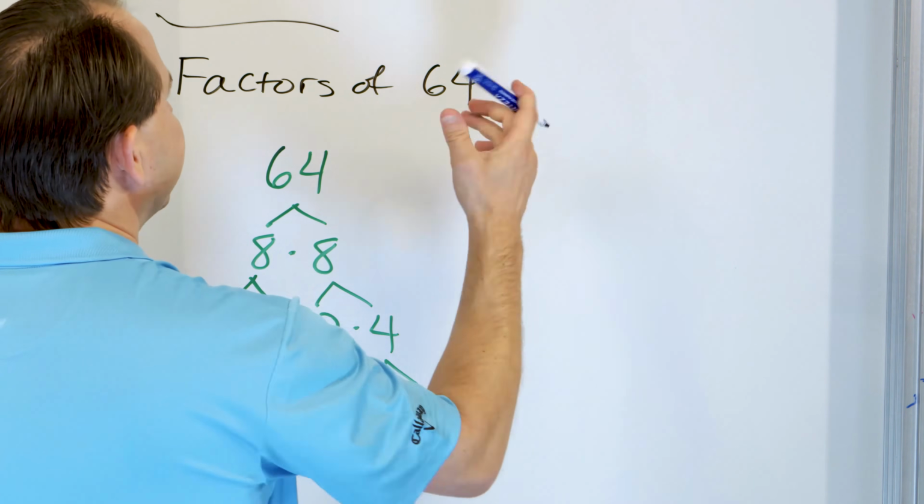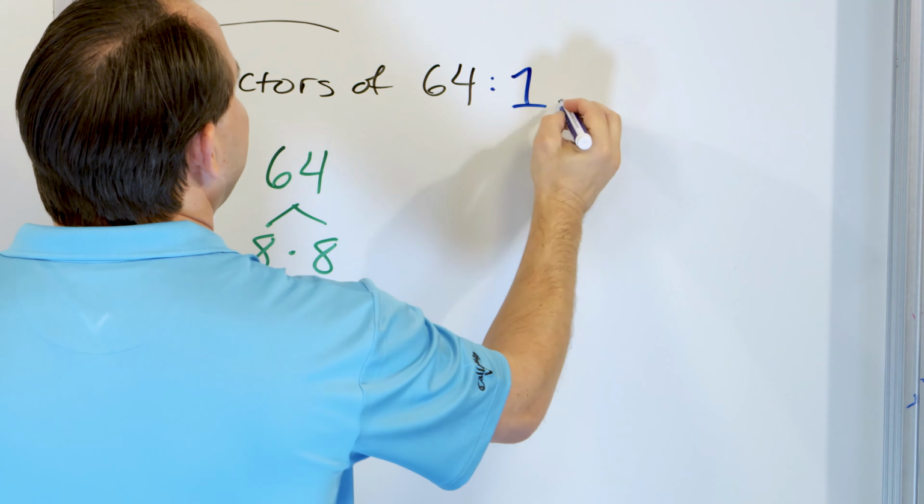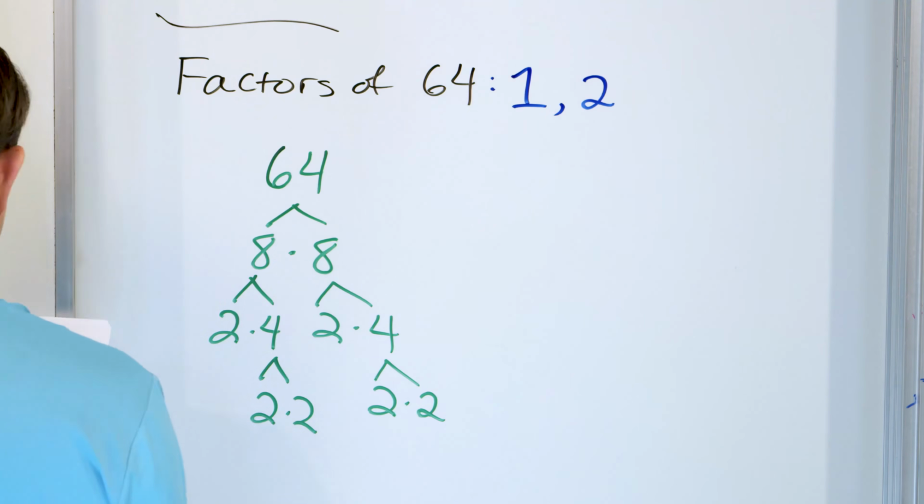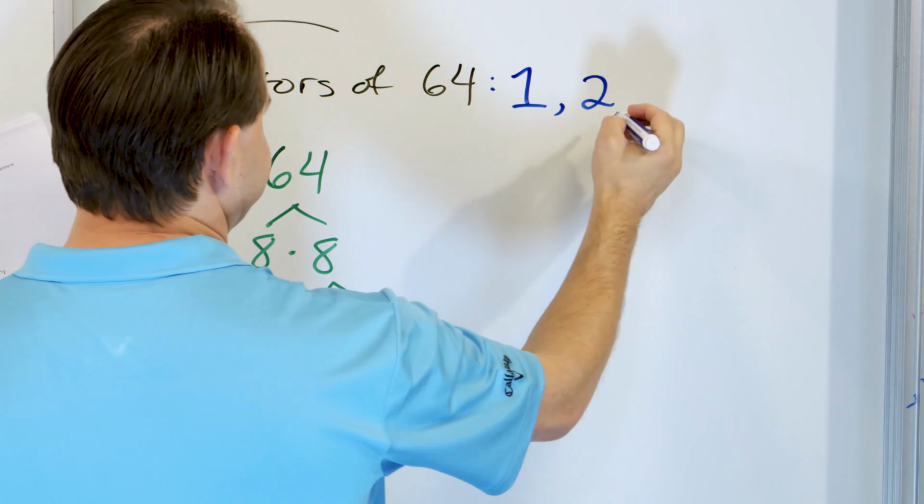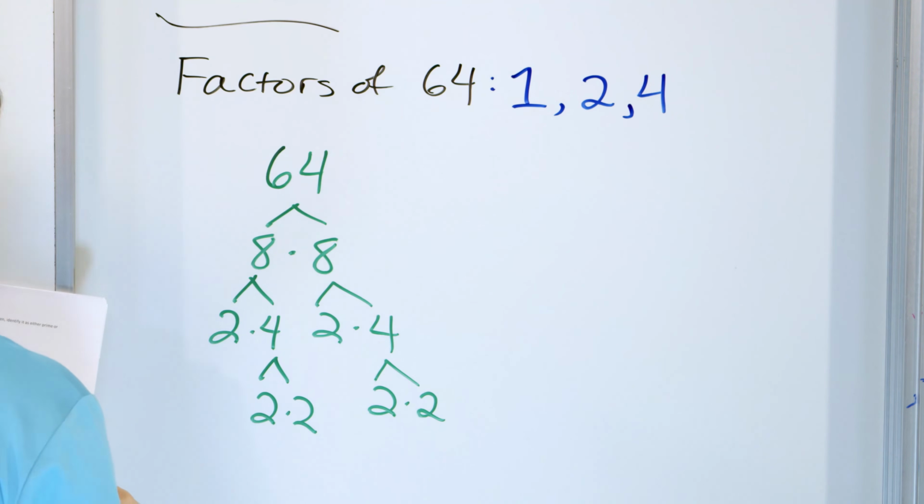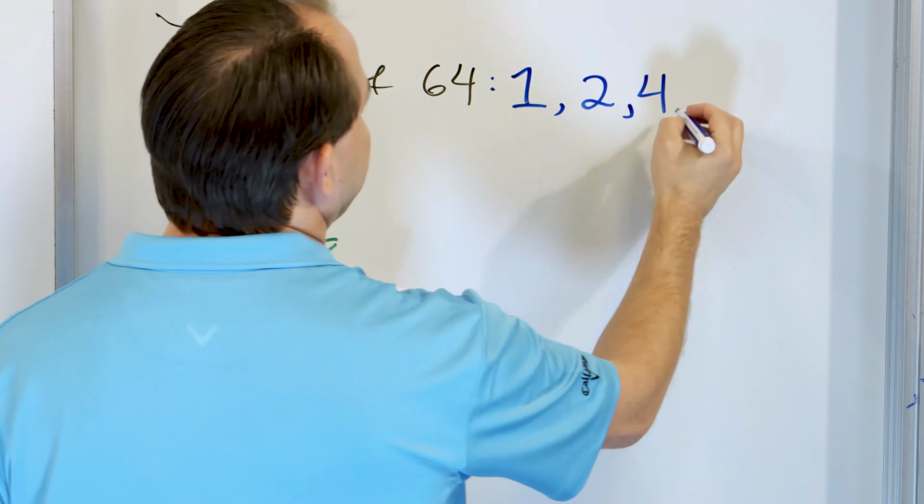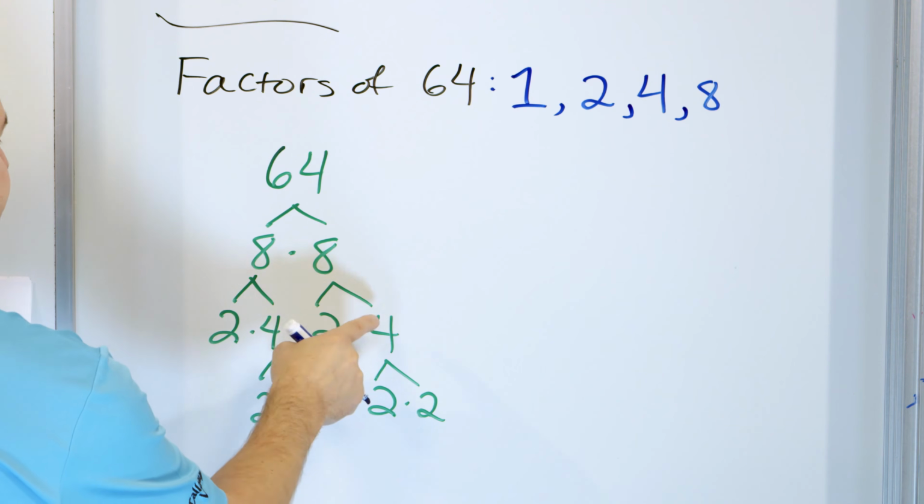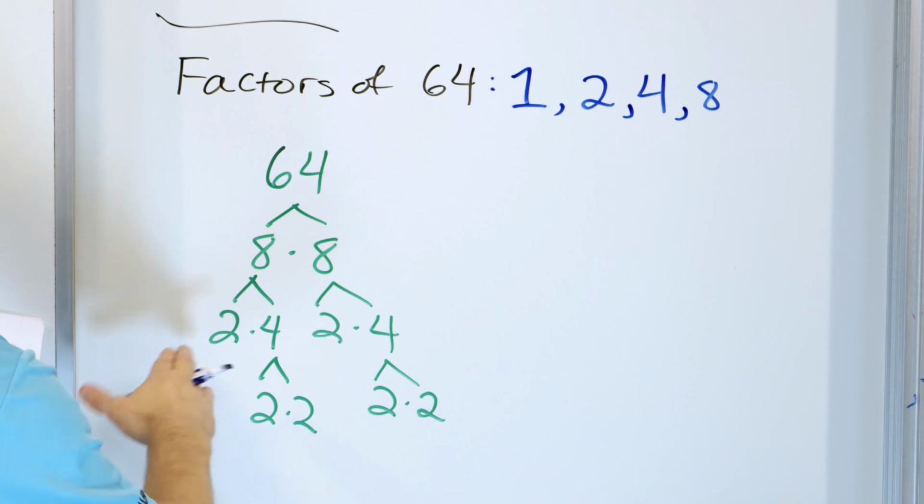So the next thing I need to do is start writing down my factors. All numbers have a factor of 1. Now, of course, 2 is written directly in my tree, so that's a factor. 4 is written directly in my tree, so that's a factor. 8 is written directly in my tree. That's a factor. And so I've written everything down. 2, and then 4, and then 8. So all I have to do now is start cross-multiplying.